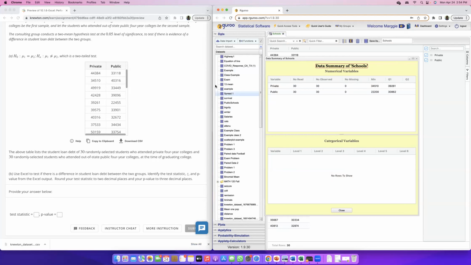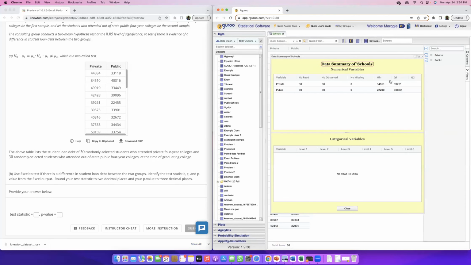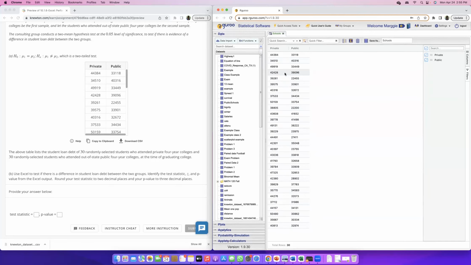Here is the summary, and as you can see, RGuroo is a little different than before. They just did an upgrade on the system. So here is the summary for the schools, for the variables, private and public, which are our two variables. So we're going to close this. This is the data set in RGuroo.